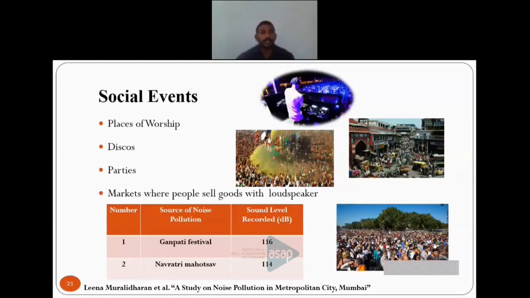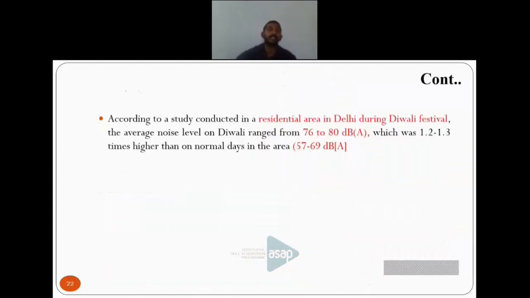And here is a table which shows a study done on noise pollution in the metropolitan city of Mumbai. That is on the Ganapati festival. The sound level shows 116 decibels, which is a high level of noise. And next is the Navaratri Mahotsav, which shows 114 decibels. So these all come from a large or higher cause of noise pollution.